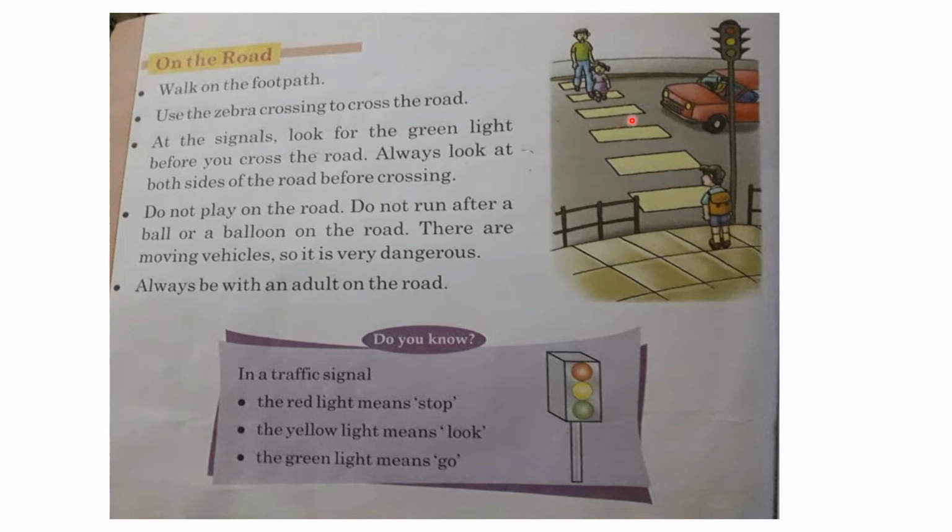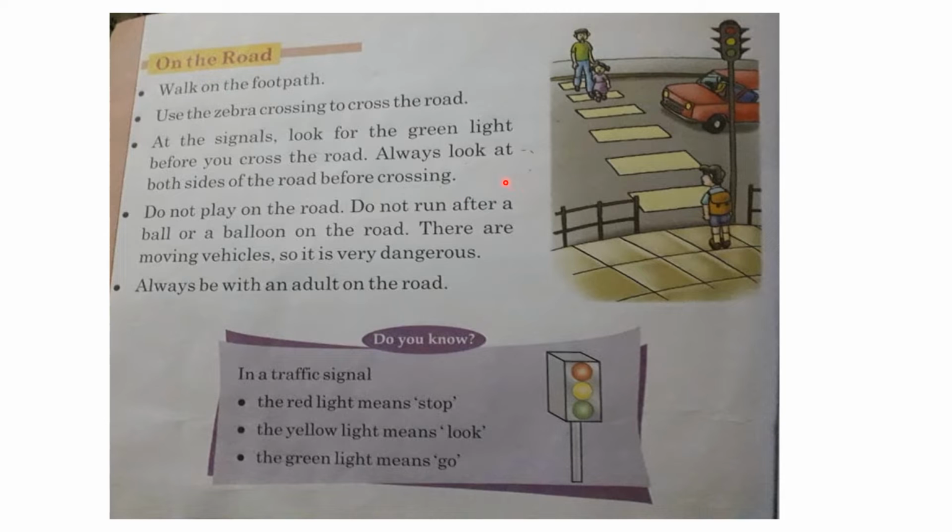तो ये जो stripes होती हैं black and white अक्सर आपको दिखेंगी on roads, that is called zebra crossing. So you are always supposed to use zebra crossing when crossing the road. At the signals, look for the green light before you cross the road. Always look at both sides of the road before crossing.